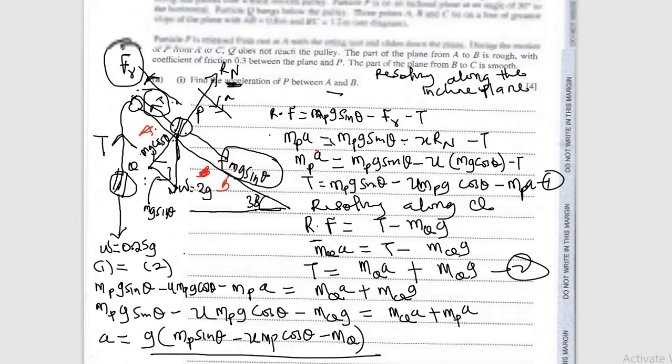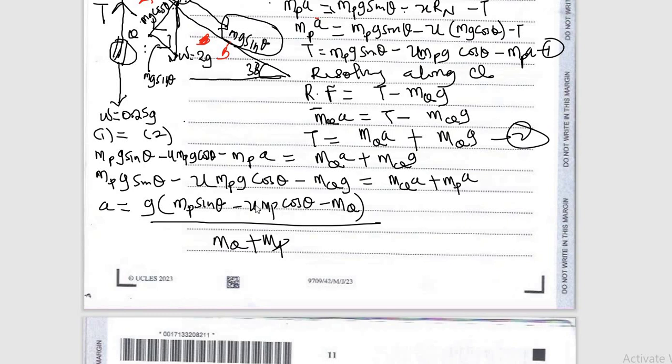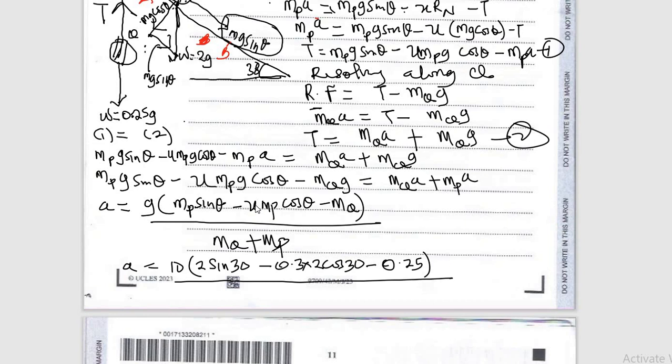So this is the model for this kind of question. They might ask you to prove something like this. That's how I have to explain to you how it works. So let's substitute a value into this. G is 10, mass of P is 2, theta is 30, mu is 0.3, mass of P is 2, cos 30, MQ is 0.25, all over MP plus MQ.